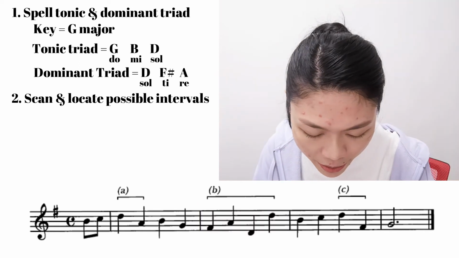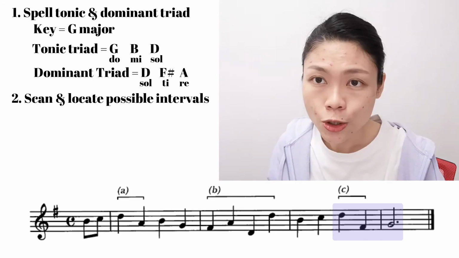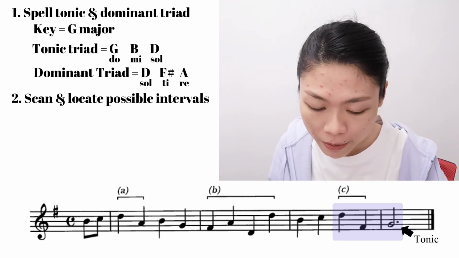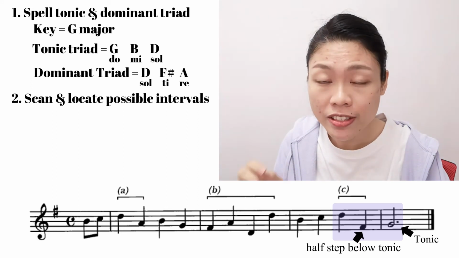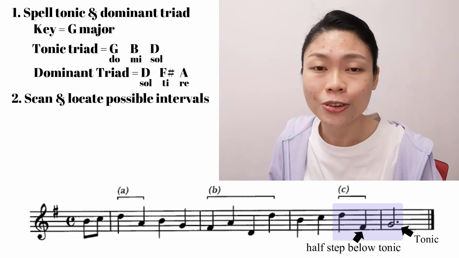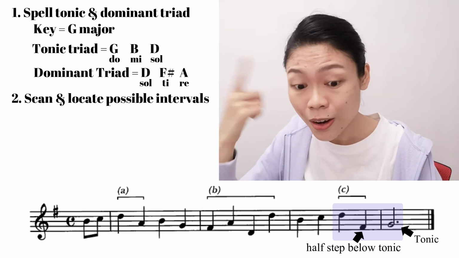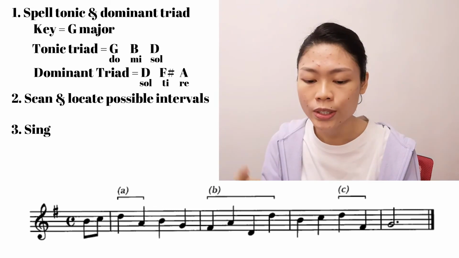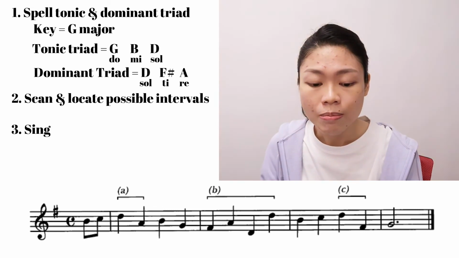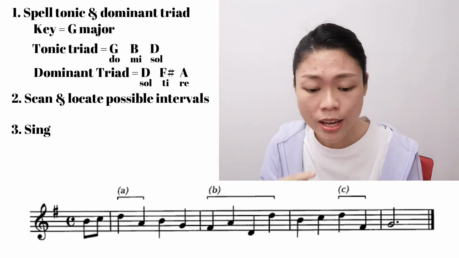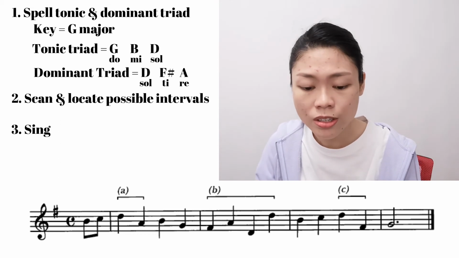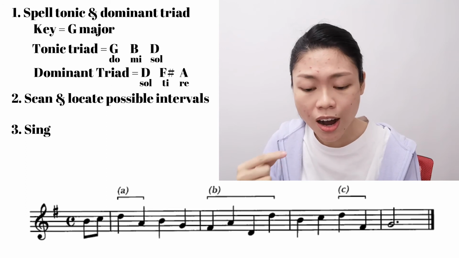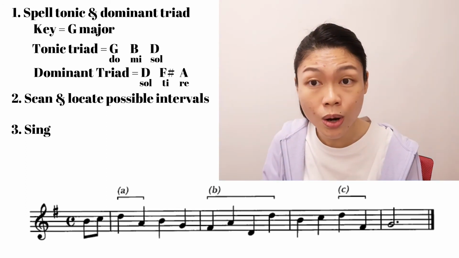Next, in C, we have a leap from D to F sharp to G. So G is our tonic, and F sharp is a half step below your tonic. So you already know that is ti, do. Let's sing this example. 1, 2, 3. Mi, fa, so, re, mi, do, ti, re, so, so, mi, fa, so, ti, do.